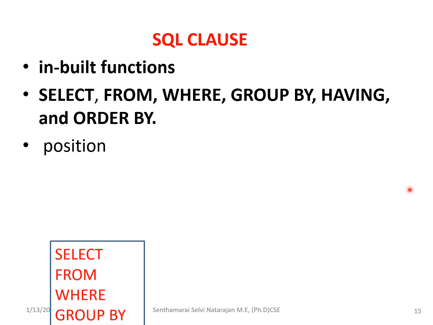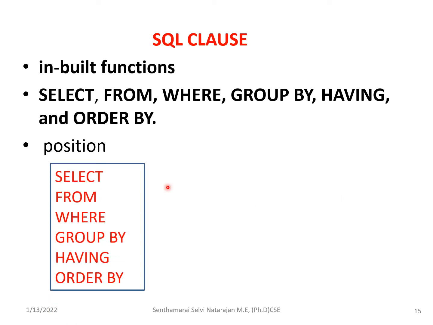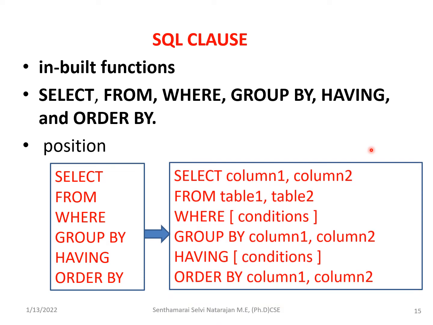So here is the position of how these clauses will be placed. For example, select anything, that is a field or column name, from the table name, where the condition, group by according to a column, having some condition, order by based on ascending order or descending order. So this is the position of the clauses. You see, here is a command: select some columns from the tables where the conditions, group by columns, having the conditions, order by the columns.